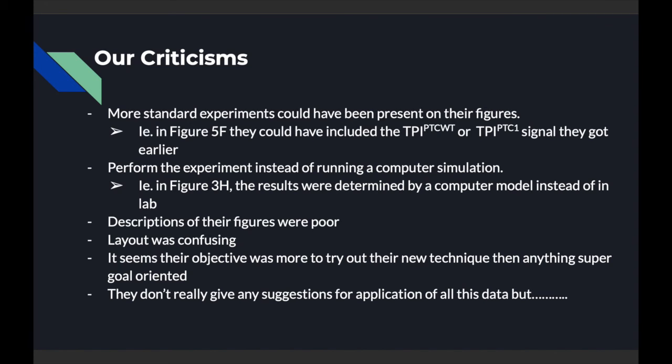Before concluding this presentation, we have some criticisms we would like to address. First, we believe the authors could have had more standard experiments present on their figures. An example of this is in Figure 5F. They could have included the TPI-PTC wild type or PTC1 signal they had obtained earlier. Instead of using a program to calculate the results for Figure 3H, they could have performed the experiment with the reporters.